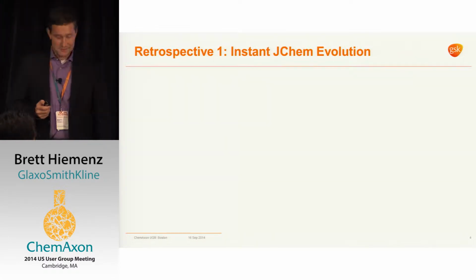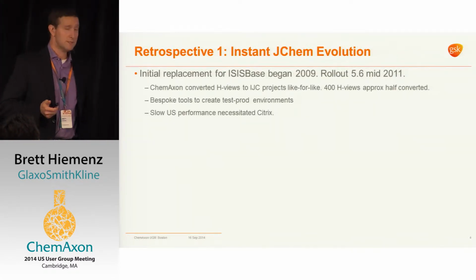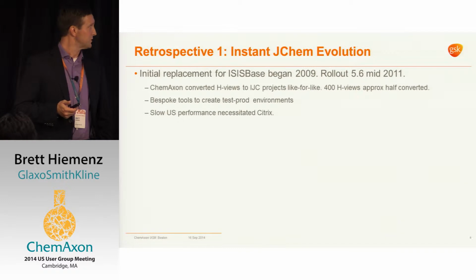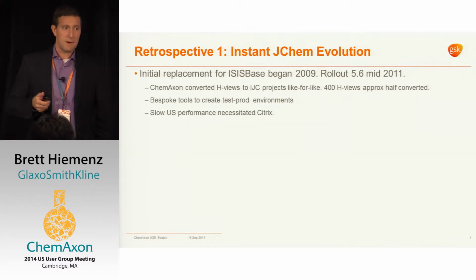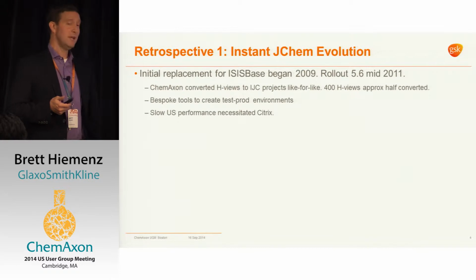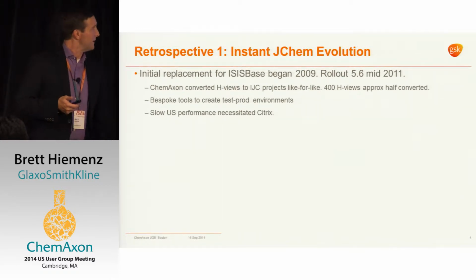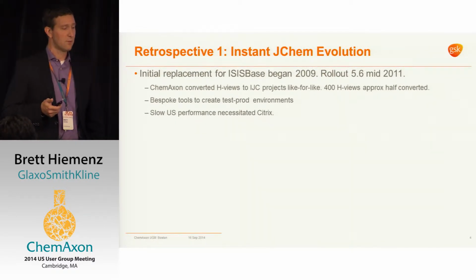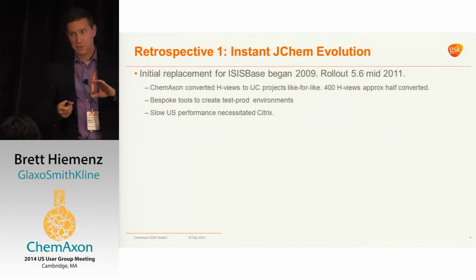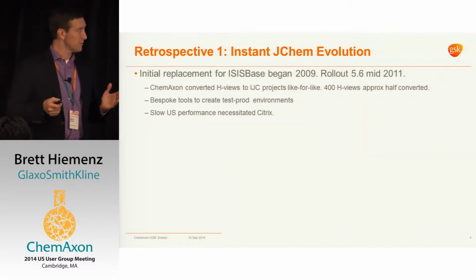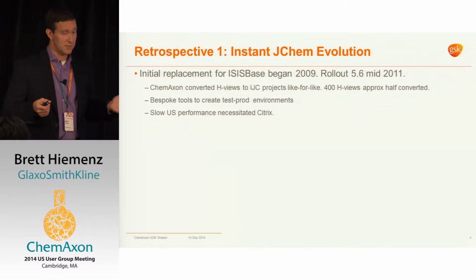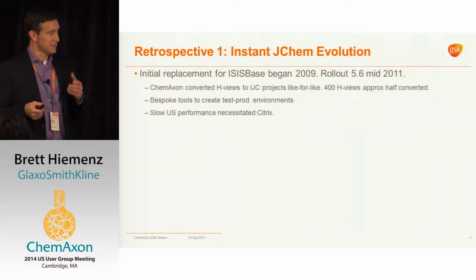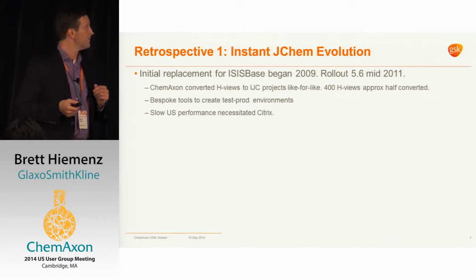So, starting back in 2009, we began deployment of Instant JChem. We rolled out the old 5.6 version in 2011, which involved migrating 200 of the 400 ISIS HViews. Oh, that was fun. And we managed to use some bespoke tools that we developed in-house for migrating from a test database to production and vice versa. This is generally seen as useful in an enterprise environment where you have a lot of projects and you do have a dev or a test and a production environment. This allows you to do that kind of work.